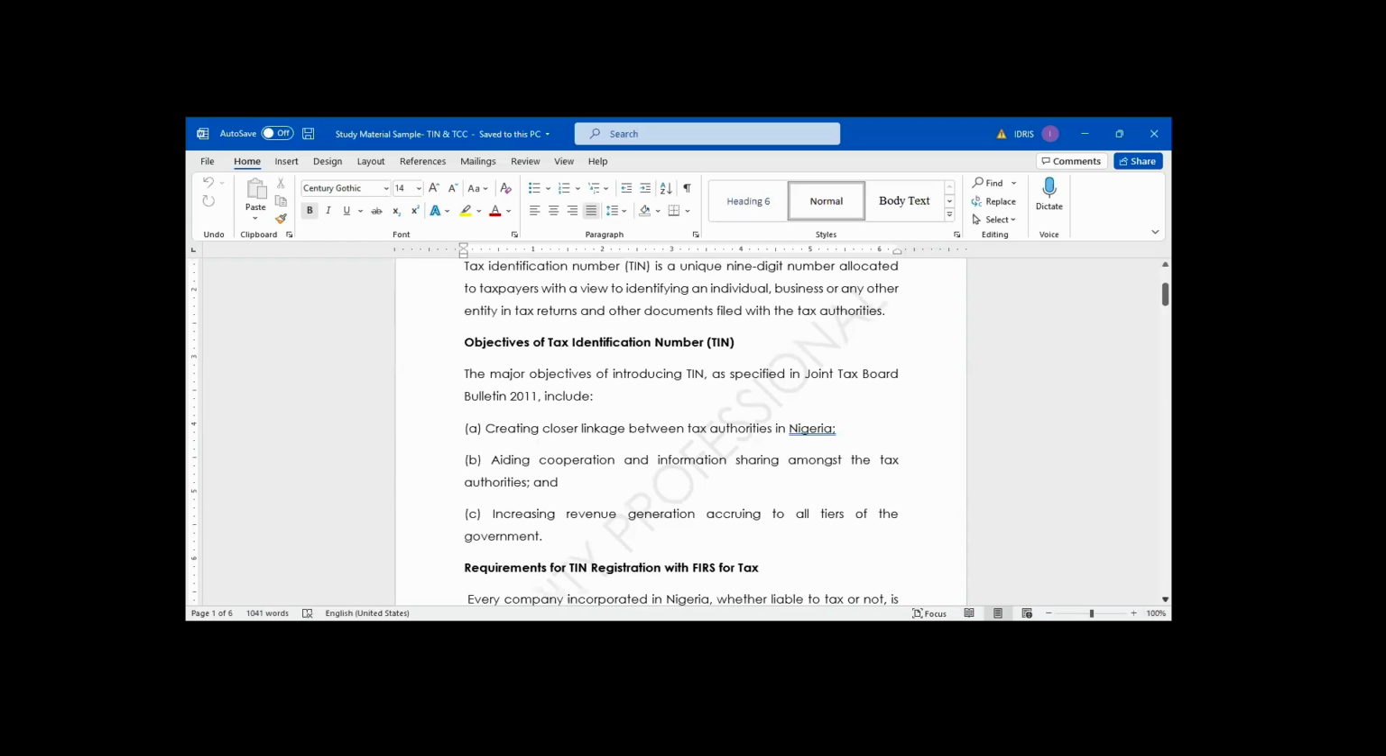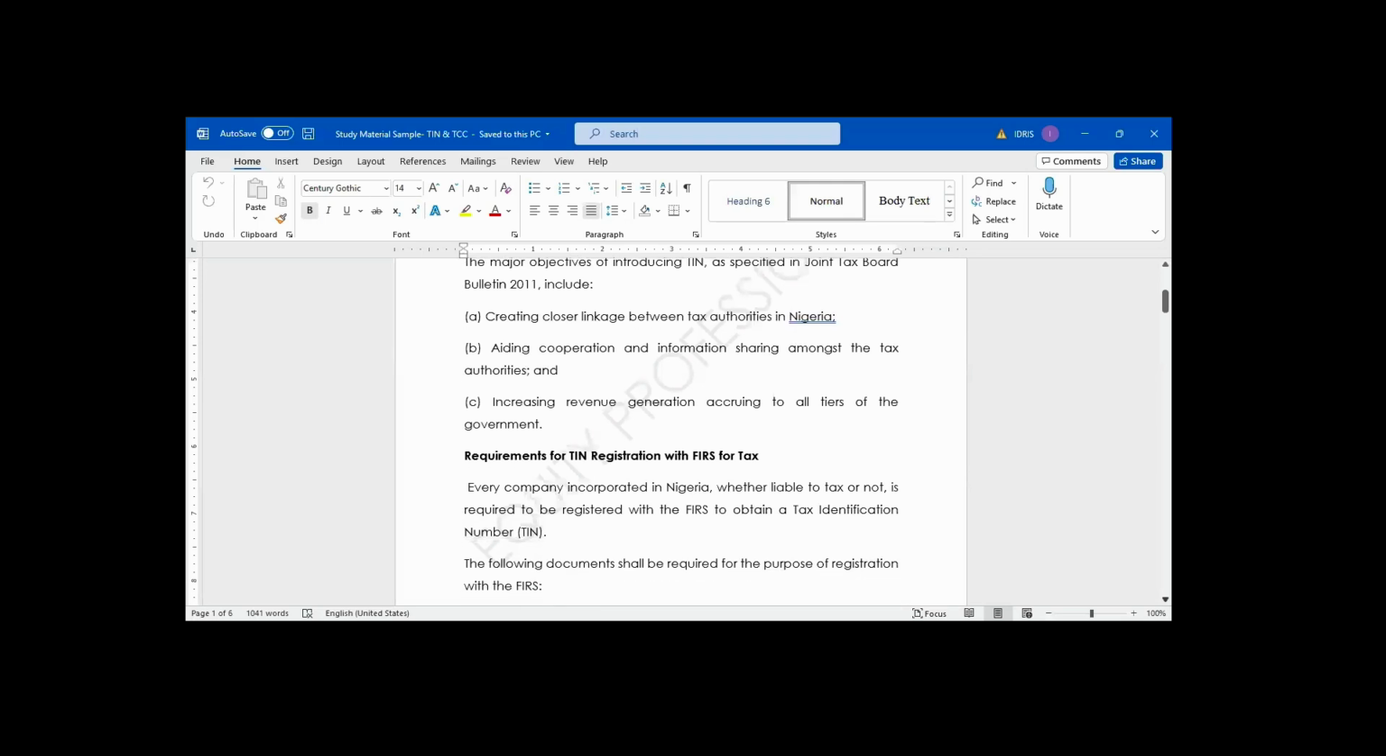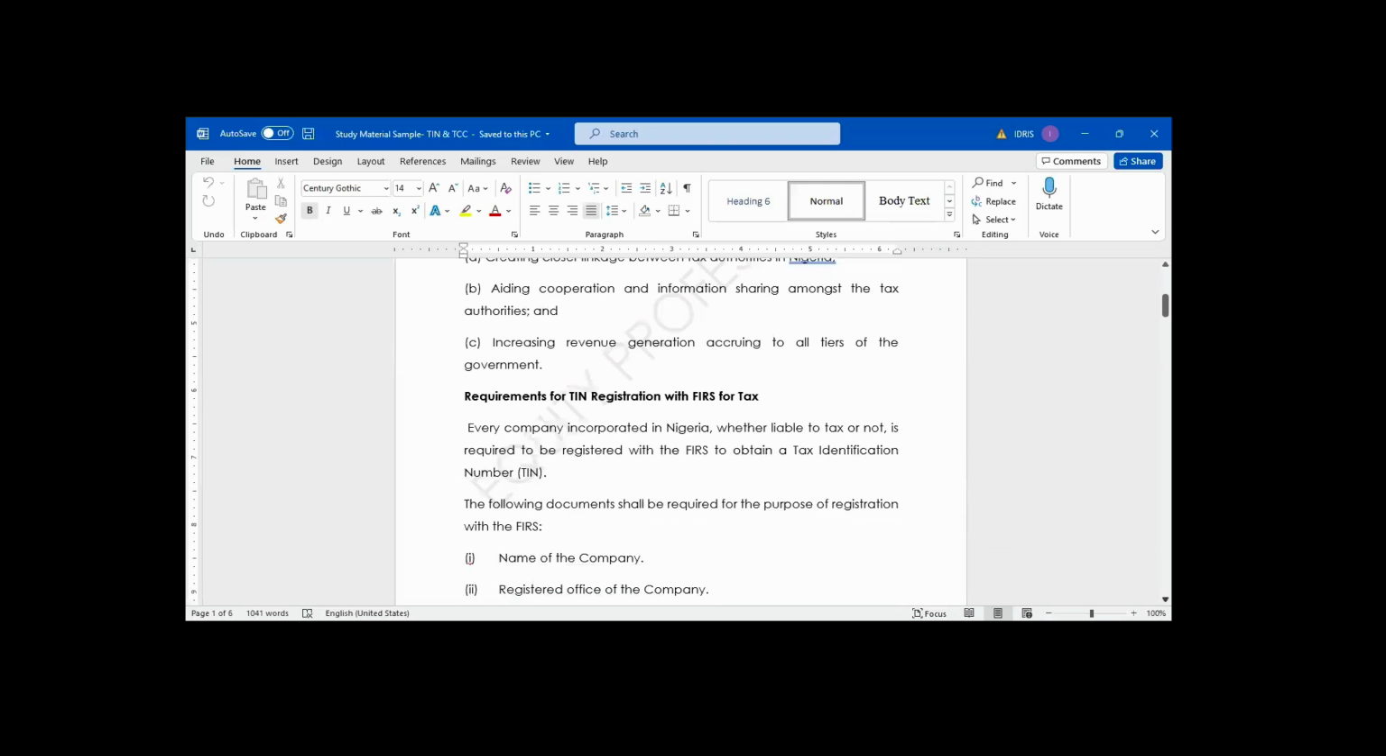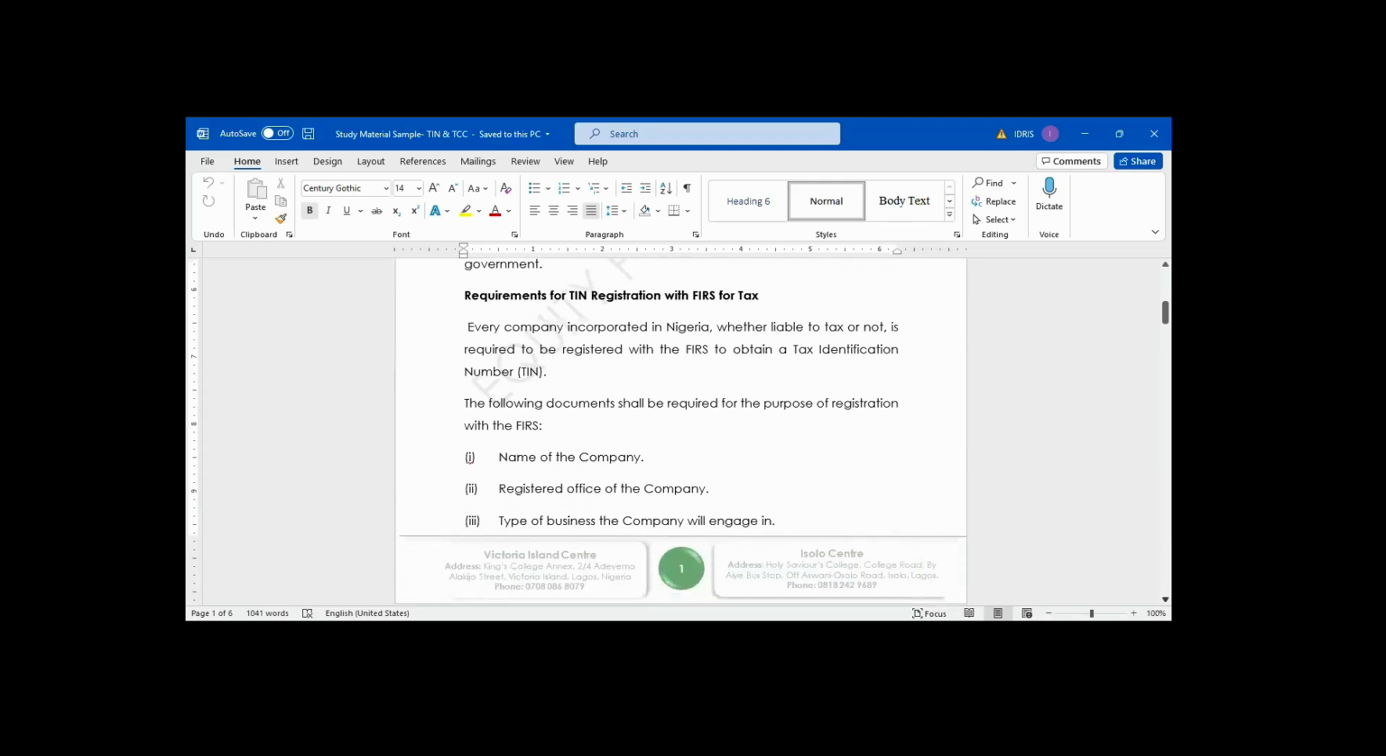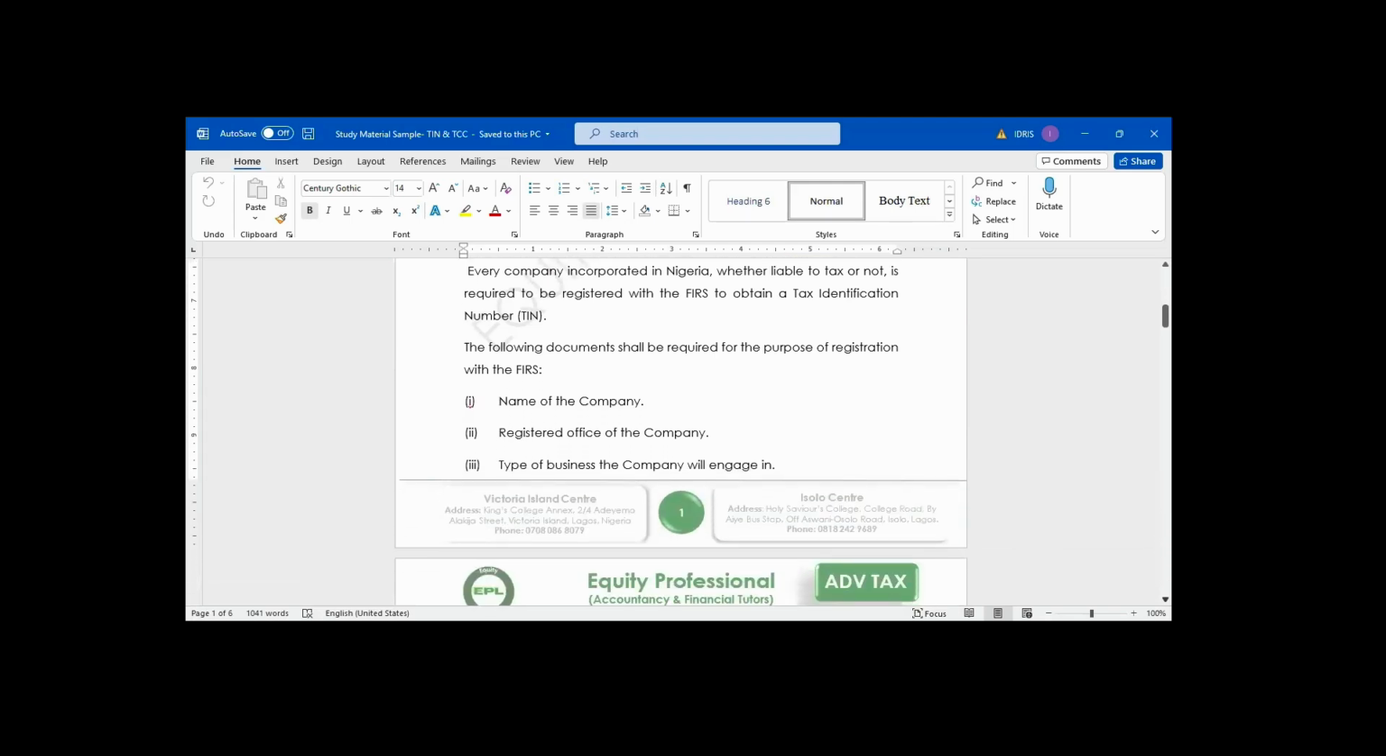So, what are the requirements for tax identification number registration with FRS? If a company wants to register with FRS so that FRS can issue them a tax identification number, they must provide the following information. Number one, the name of the company. Number two, the registered office of the company. Number three, the type of business the company will engage in.